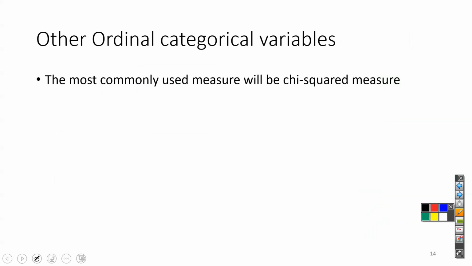Now, when you are dealing with another type of ordinal categorical variable, you can simply use the chi-square measure. So that's another thing you can do.